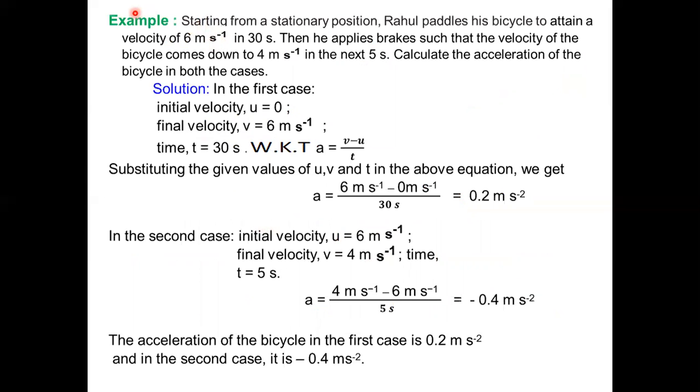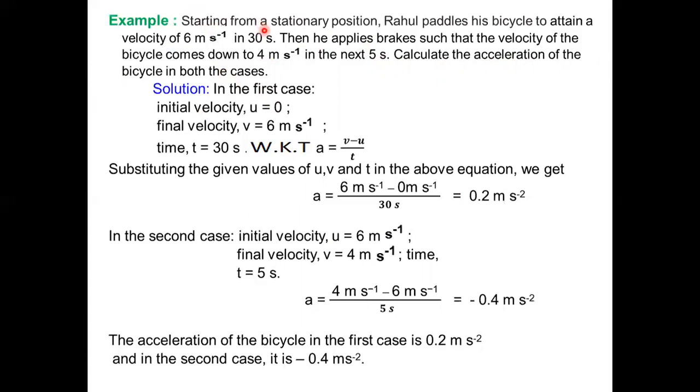Next children, you see one example here. Starting from a stationary position, Rahul pedals his bicycle to attain a velocity of 6 meters per second in 30 seconds. Then he applies brakes such that the velocity of the bicycle comes down to 4 meters per second in the next 5 seconds. Calculate the acceleration of the bicycle in both the cases.